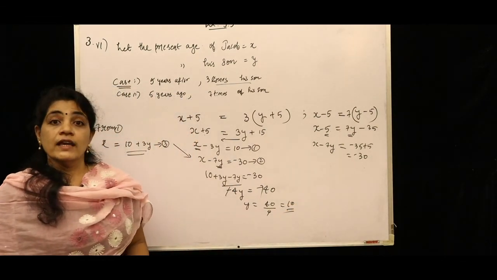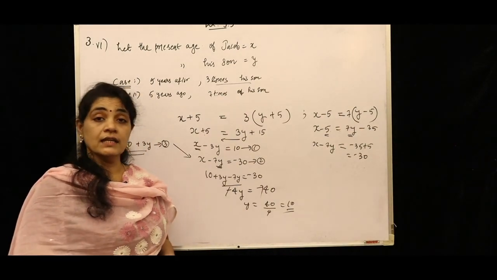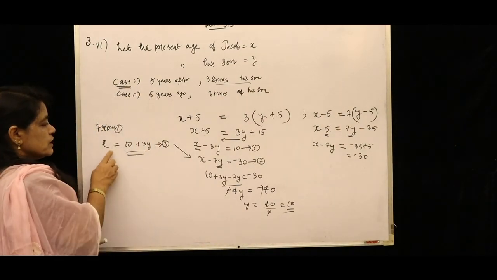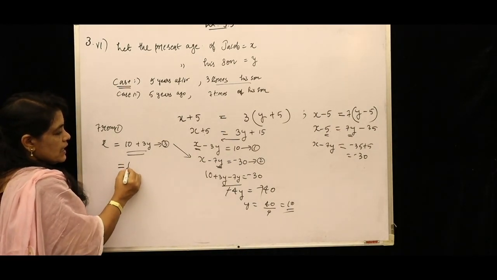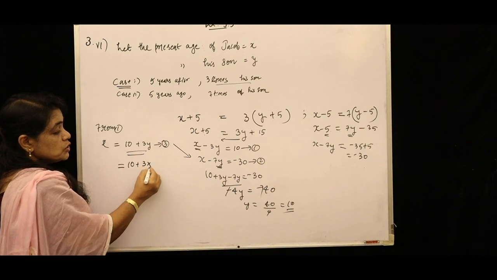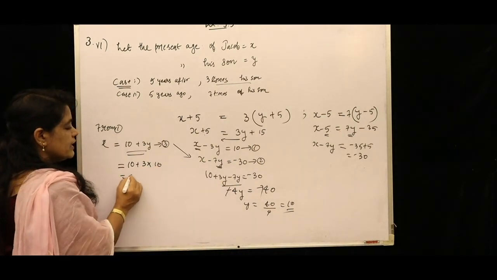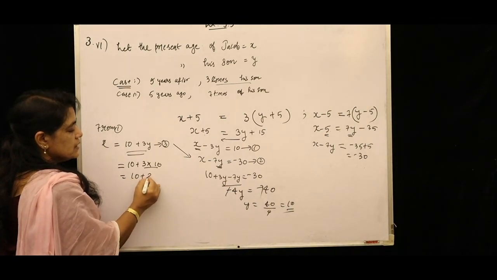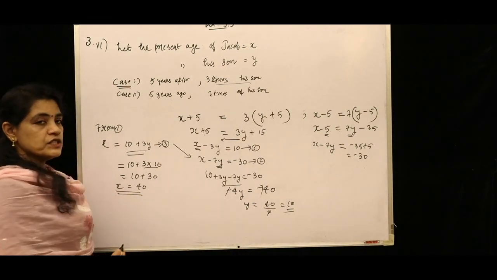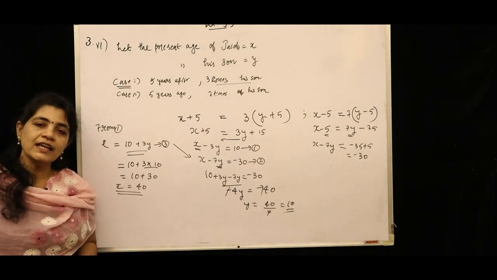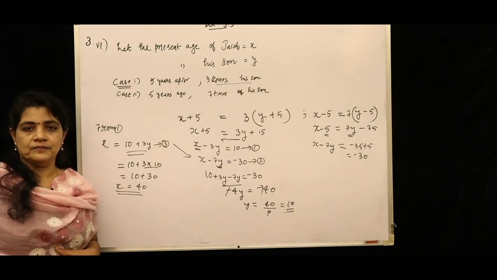We have taken y as the present age of Jacob's son. How do we get the age of Jacob? We have the equation with respect to x. From 3, x is 10 plus 3 into 10, where 10 is the age of Jacob's son. So 10 plus 3 into 10, that is 30, so 40. That is, the present age of Jacob is 40 and the present age of his son is 10.